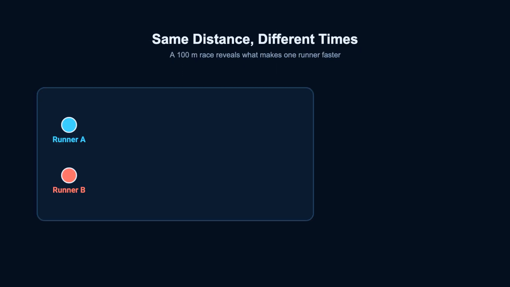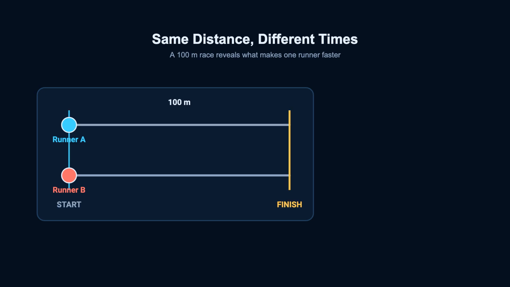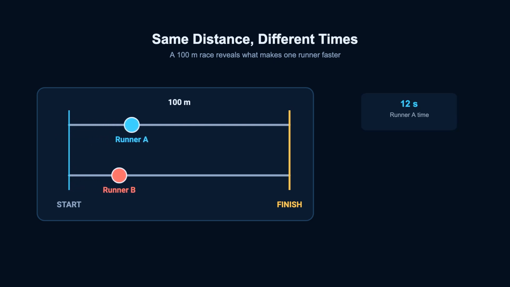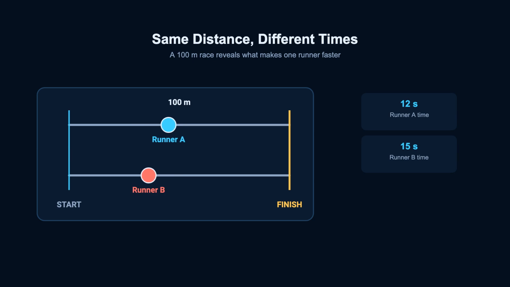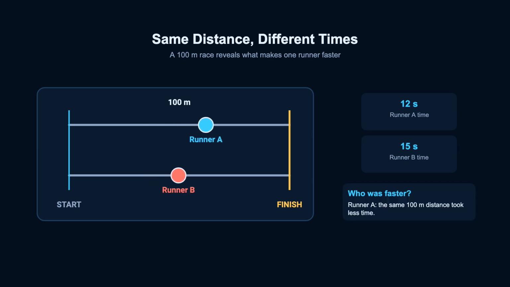Imagine two runners covering the exact same 100-meter track. One finishes in 12 seconds, the other in 15 seconds. Which one was moving faster? The one who took less time, of course, because they covered that same distance more quickly. Notice what changed here. The distance stayed fixed, but the time taken decided who was faster.